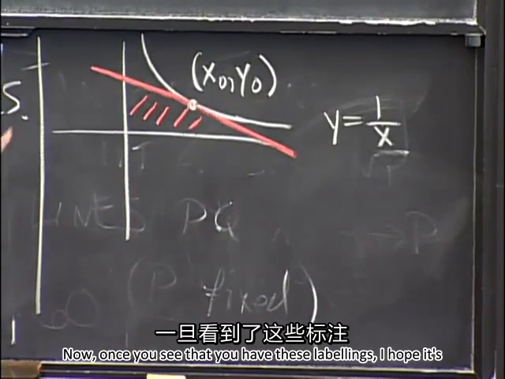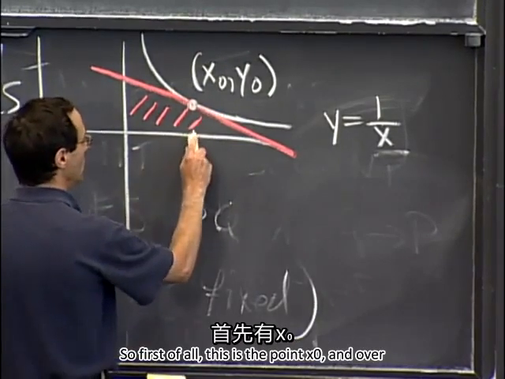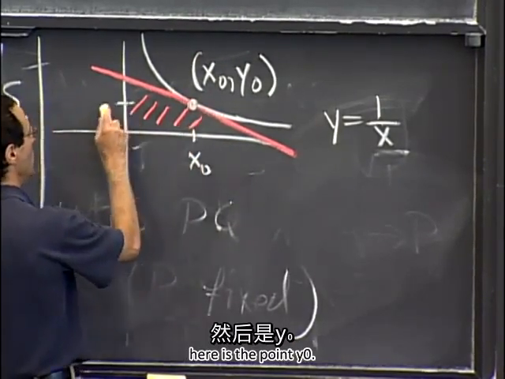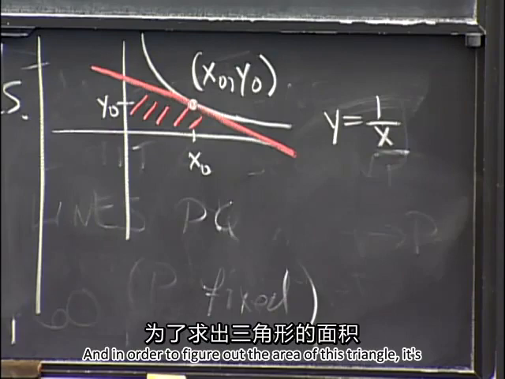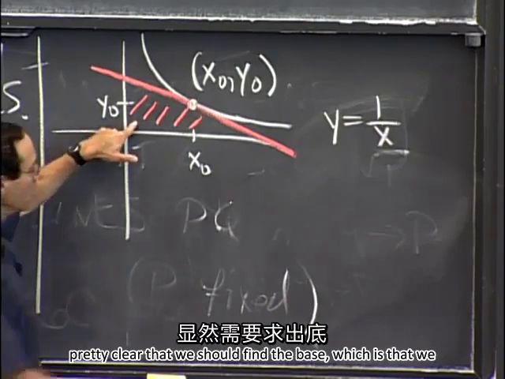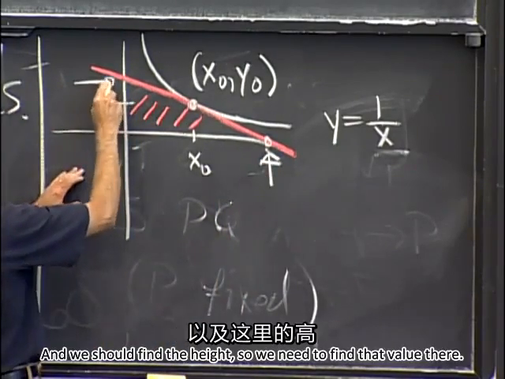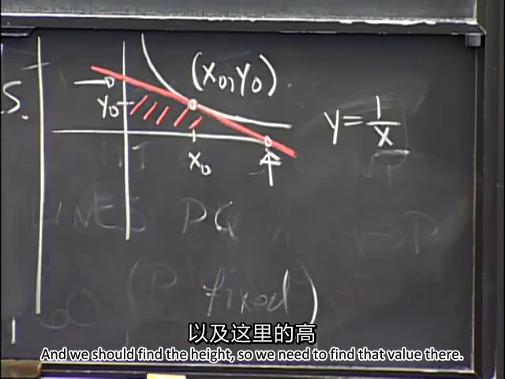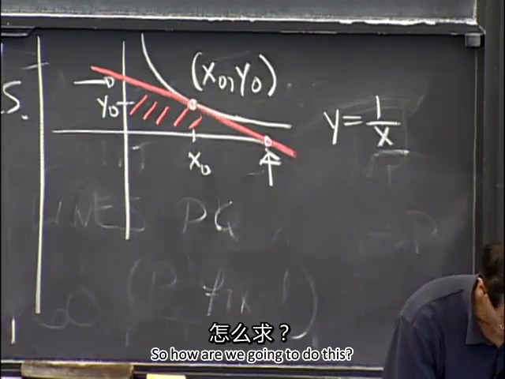Now, once you see that you have these labelings, I hope it's reasonable to do the following. So first of all, this is the point x0, and over here is the point y0. That's something that we're used to in graphs. And in order to figure out the area of this triangle, it's pretty clear that we should find the base, which is that we should find this location here, and we should find the height, so we need to find that value there. All right, so let's go ahead and do it. So how are we going to do this?